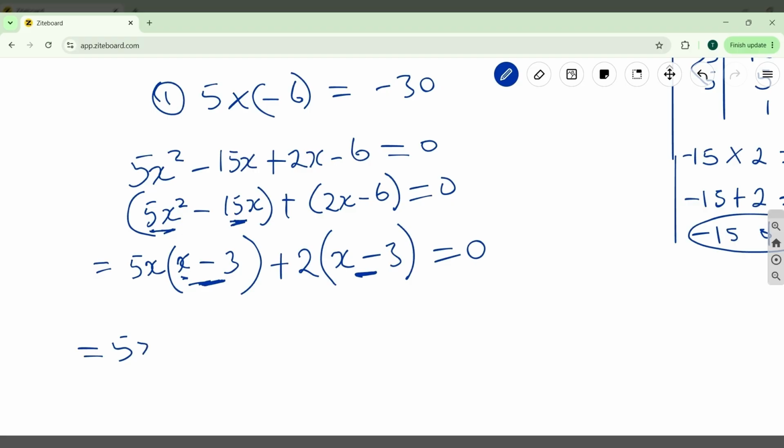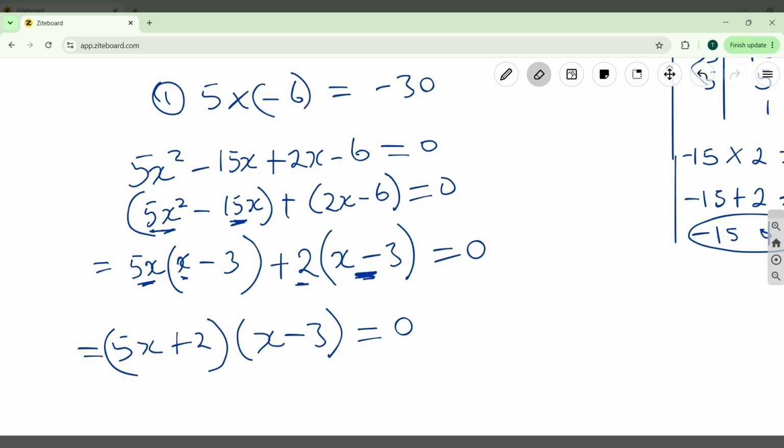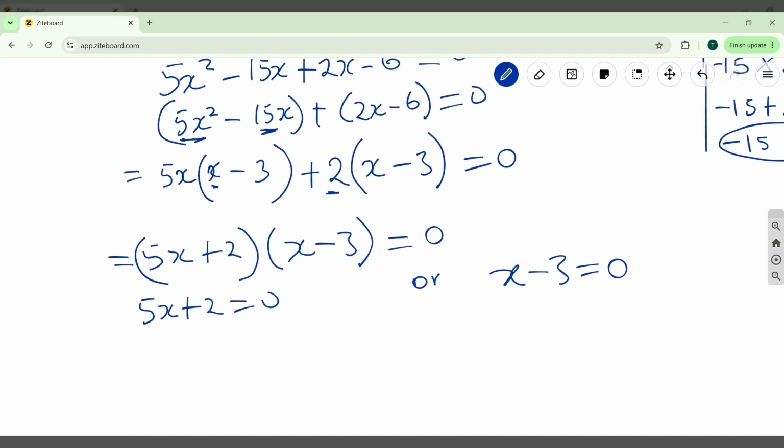So this means 5x plus 2, if you take the two values, x minus 3 is equal to 0. 5x and plus 2, x minus 3, take one of them. So having said that, proceed by saying 5x plus 2 is equal to 0 or x minus 3 is equal to 0. Why? Because the whole of this equation was equal to 0. So there are two values of x. Either this is equal to 0 or this is equal to 0.